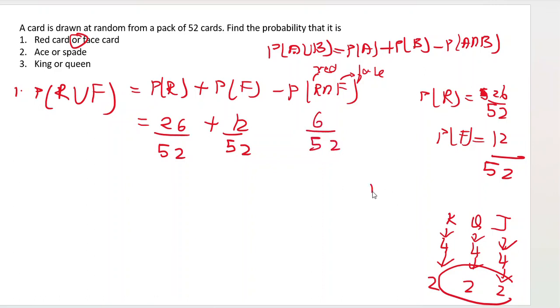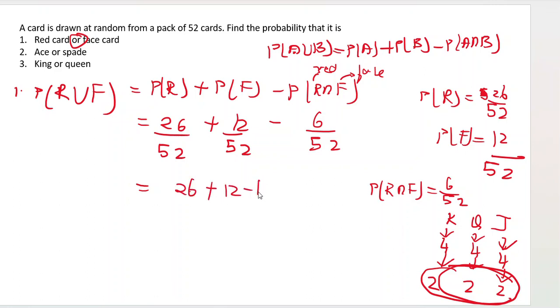So, when I say P of red and face, these are only 6 cards which are red as well as face cards. Therefore, we get it as 6 upon 52 with this minus sign. So, you get the answer as 26 plus 12 minus 6 upon 52, it is 32 upon 52.